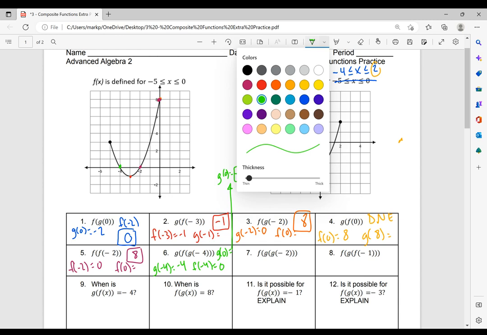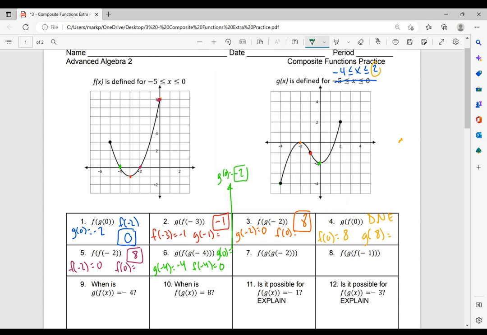For number 7, we have another one with 3. F of g of g of -2. So g of -2. So g of -2 is right here. Oh, sorry. G of -2 is right here at 0. So now we're going to do g of 0. So g of 0 is now at -2. And now we're going to do f of -2, which is right here at 0.